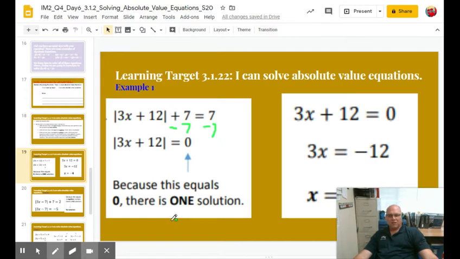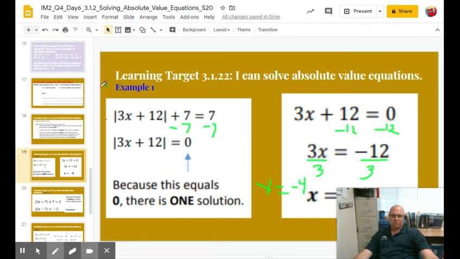So all we have to do is remove the absolute value bars and write the one equation: 3x plus 12 equals 0. Now it's easy, right? We subtract 12 from both sides, minus 12, minus 12, and we get 3x equals negative 12. Then we divide both sides by 3. So our answer is x equals negative 4. Oh, could we check it?